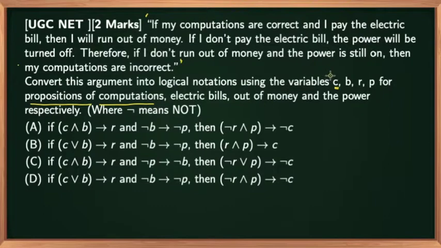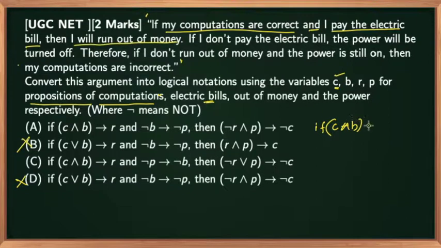statements, right? So C represents computations. So I can say if my computations are correct, that is if C, and I pay the electric bill, electric bill is B. So I know if C and B, so choice B is wrong and choice D is also wrong. If C and B, then I will run out of money, that means then is R. Remember, out of money is R, so I run out of money will be equal to R.